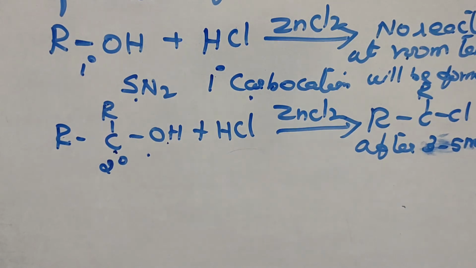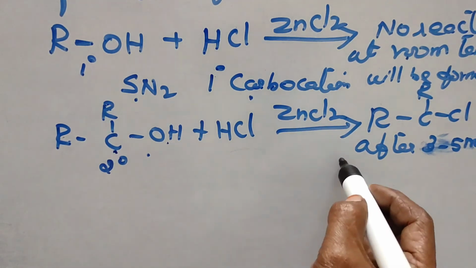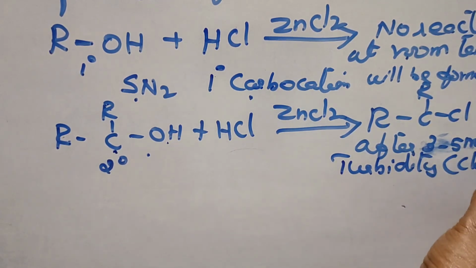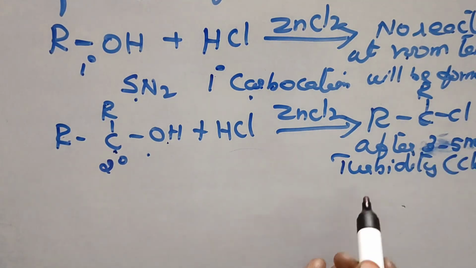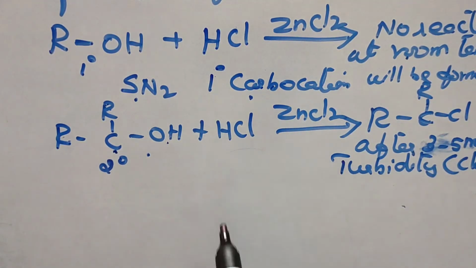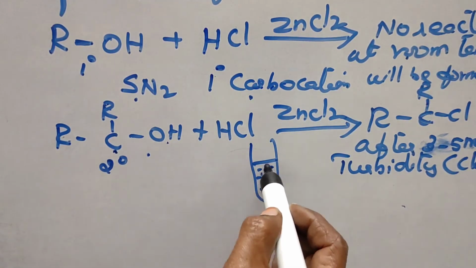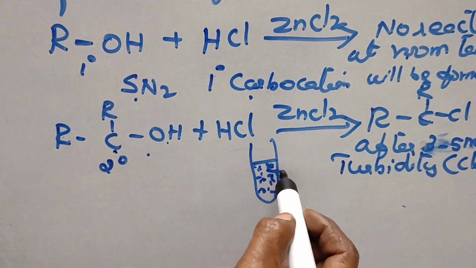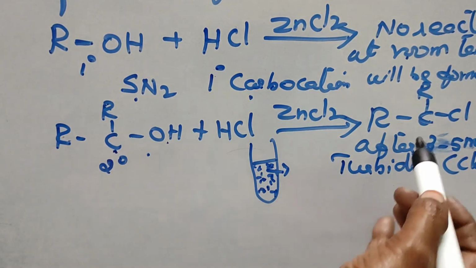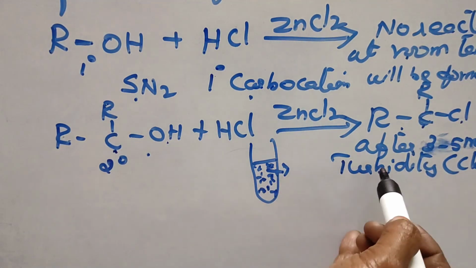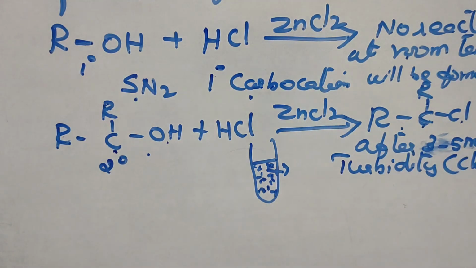How can we identify the product formation? Turbidity, the formation of turbidity. What is turbidity? Cloudiness. If the product is formed, the solution will be turbid. If you imagine the solution present in a test tube, turbidity will appear because of the formation of haloalkane. This turbidity will be formed after 3 to 5 minutes when we use 2 degree alcohol.